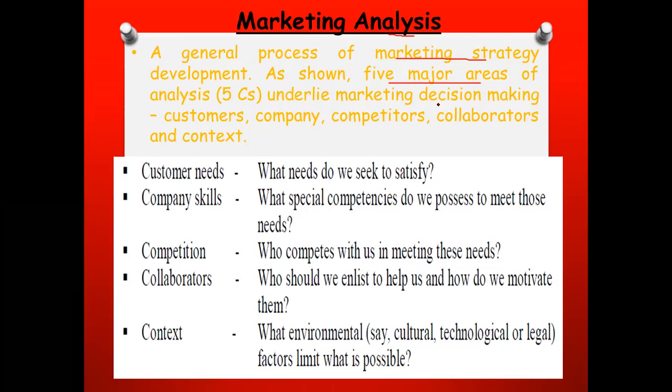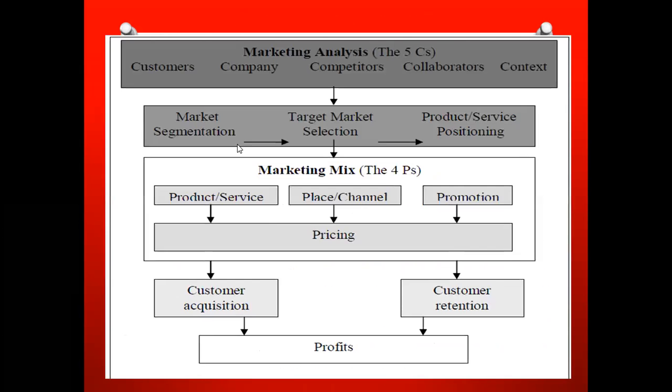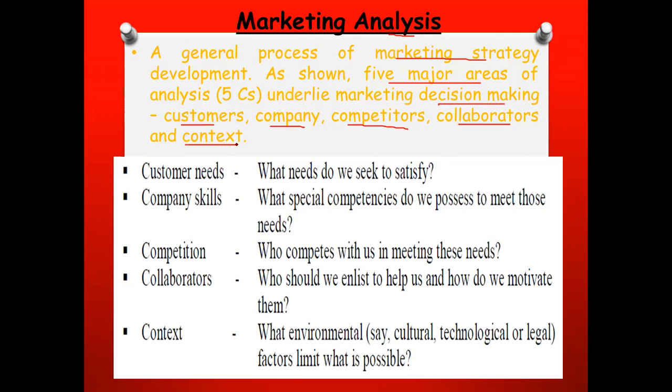For taking a decision under marketing analysis, you have to study the 5 C's. What are the 5 C's here? First C is customer. Second, you have to study the company. Third, your competitors. Fourth, your collaborations with others. And the fifth one is the context. These are the 5 marketing strategies where you have to explore your marketing skills. The customer needs, the company skills, the competition, the collaborations, and the context.